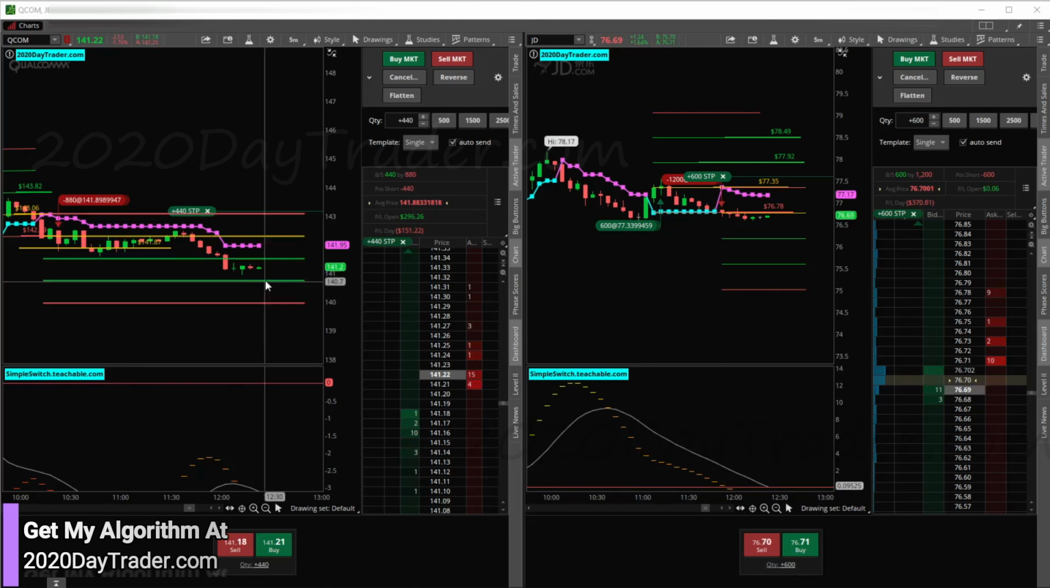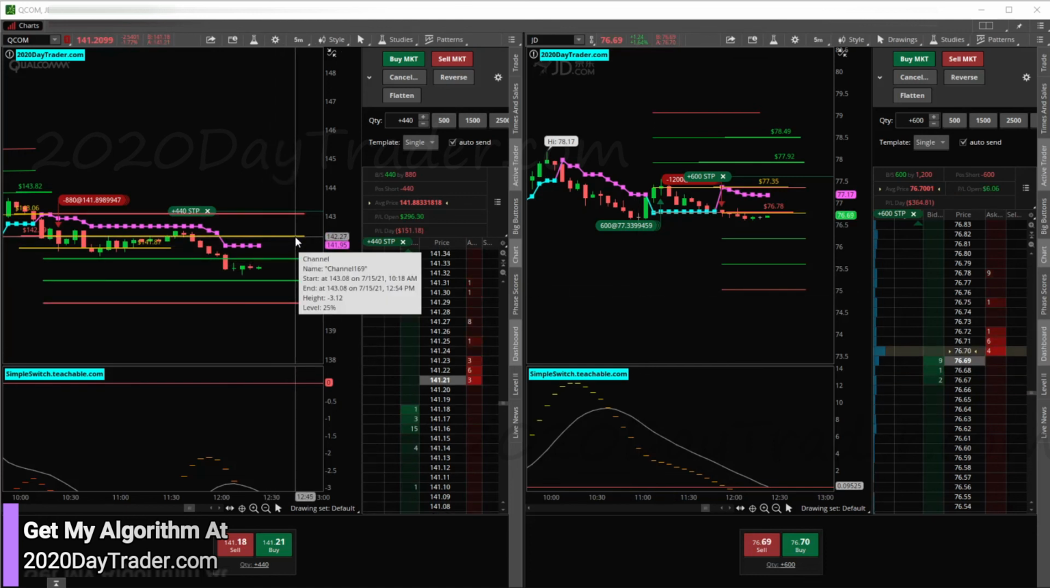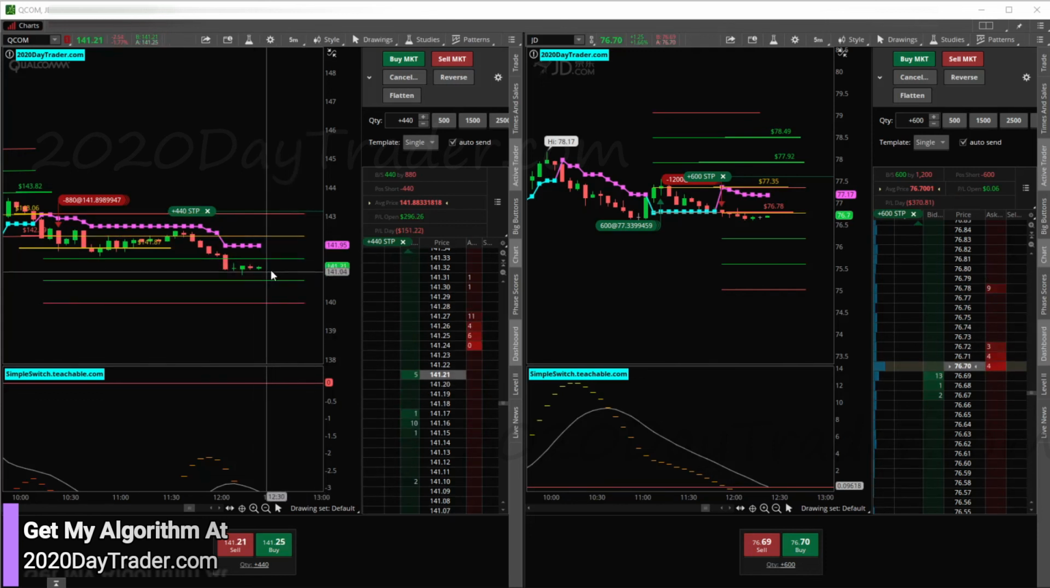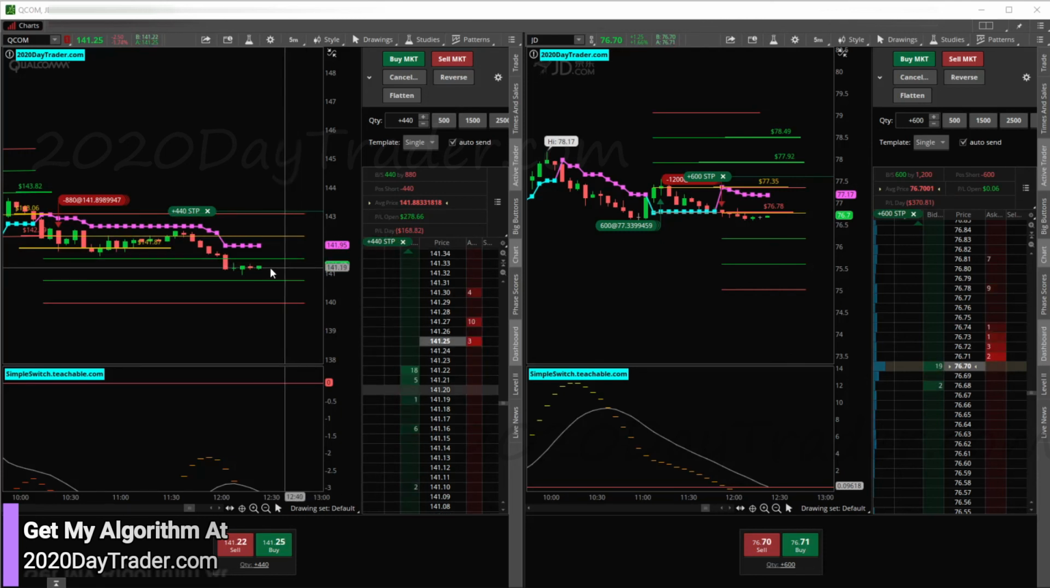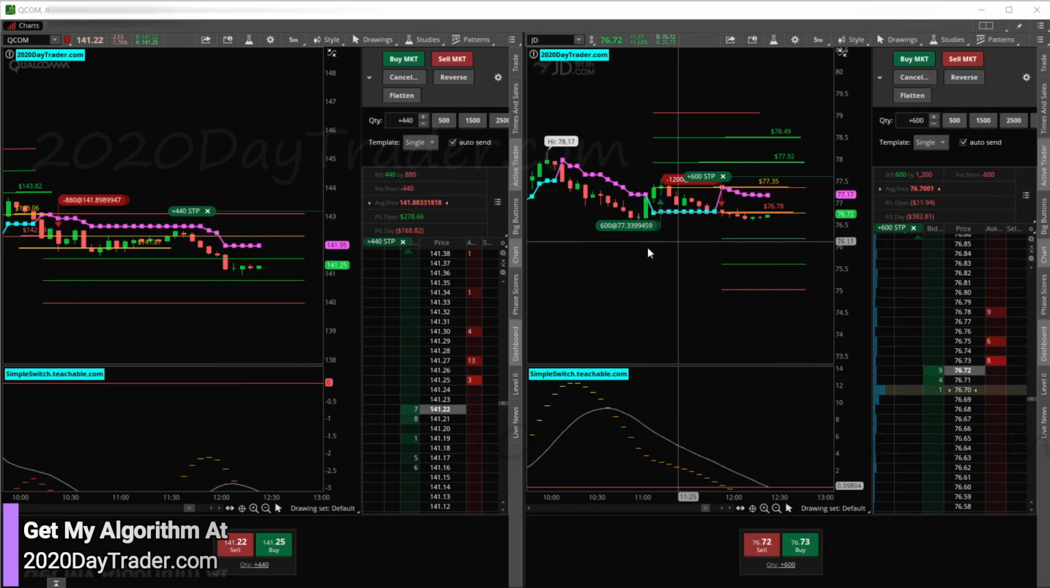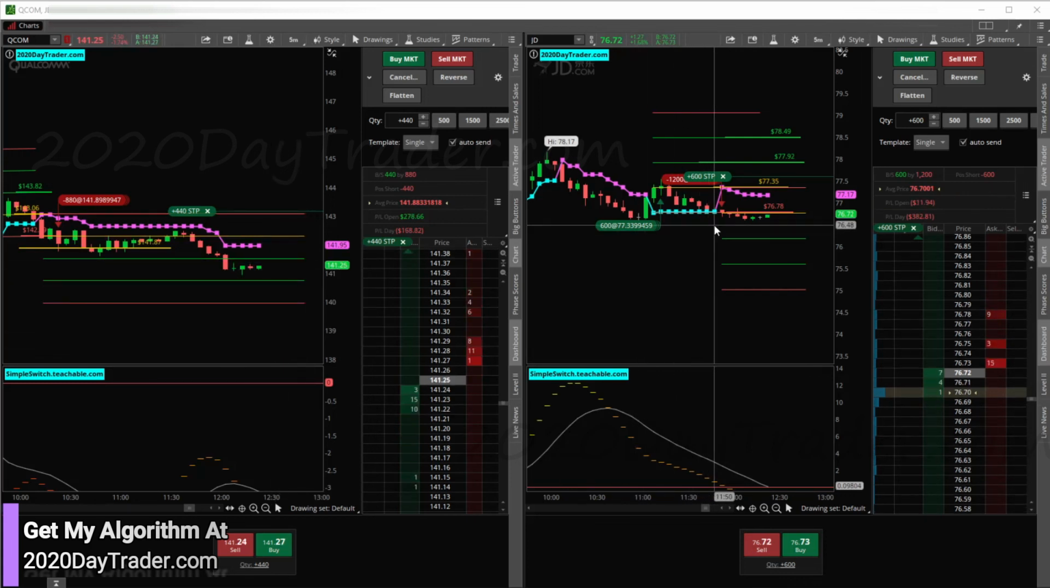But technically we're kind of already there with QCOM, right? We should have speed bumped it here. Green would have been right in this area here, and we'd be looking for trailing a stop to exit. So QCOM is pretty much already a done trade, but I do believe we're going to get deeper in here to this resistance area, or support area rather. And then JD, we just speed bumped it, so we should be good to go.